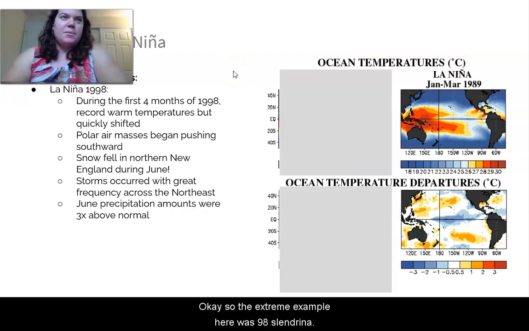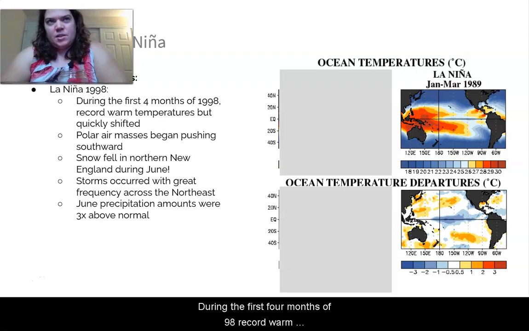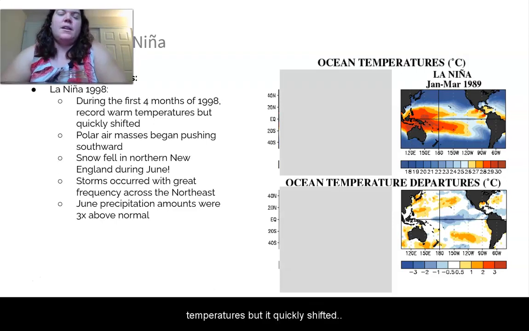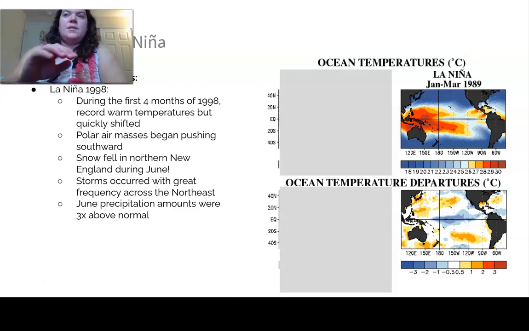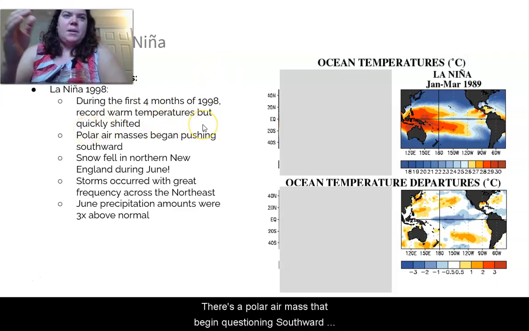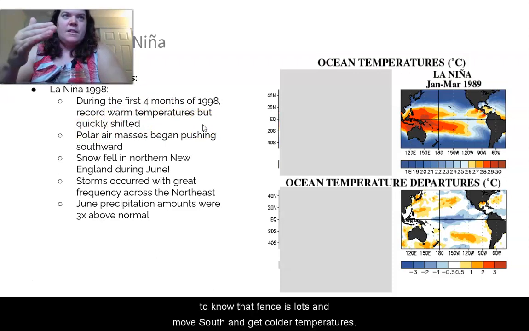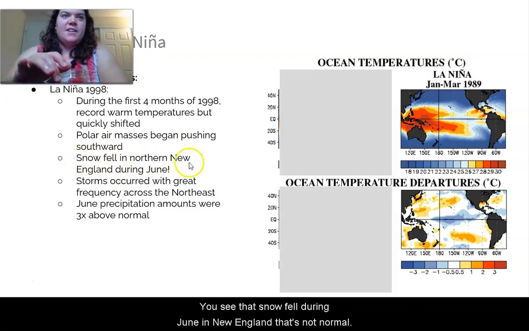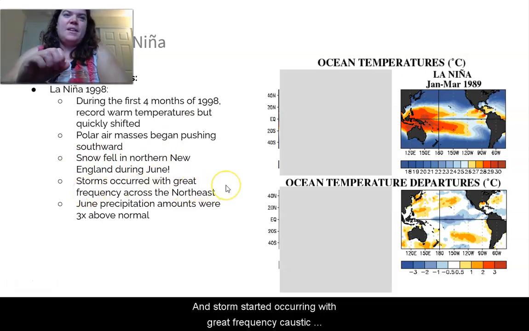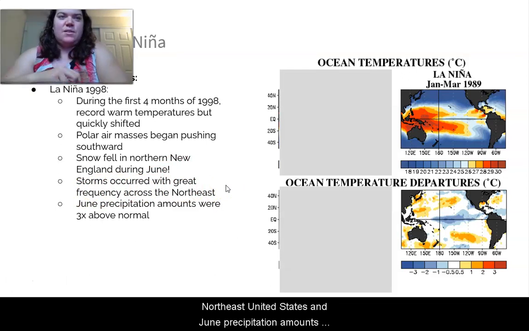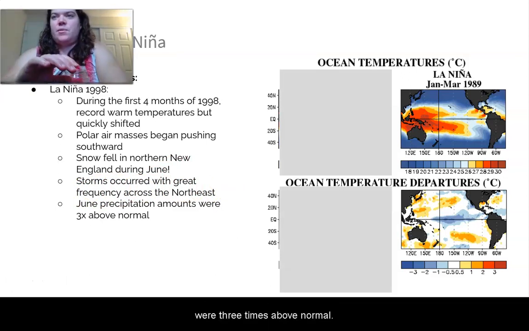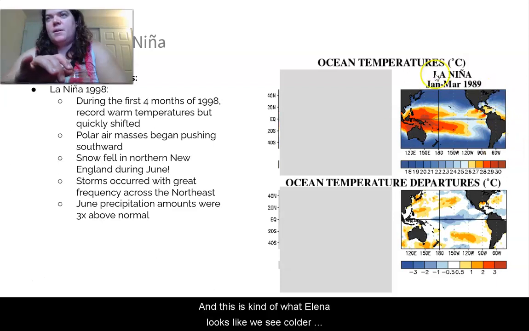Okay, so the extreme example here was 1998's La Niña. During the first 4 months of 1998, record warm temperatures, but it quickly shifted, right? So the El Nino died off, and then it was replaced by this La Niña. So there was a polar air mass that began pushing southward. So now that fence is allowed to move south, we get colder temperatures. We see that snow fell during June in New England. That's not normal. And storms started occurring with great frequency across the northeast United States, and June precipitation amounts were 3 times above normal.